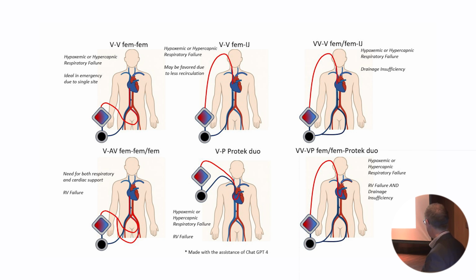In this case, they were draining with 2 drainage cannulas via the femoral veins and running through the pump and the membrane lung, and then returning through both ports of the Protect Duo. So that's obviously off-label. I'm not recommending that, but I put it up here just so you can get an idea of the creative ways in which you can construct these circuits.